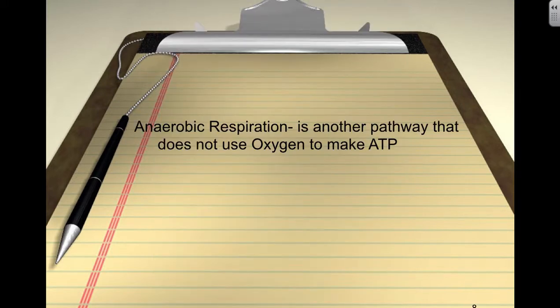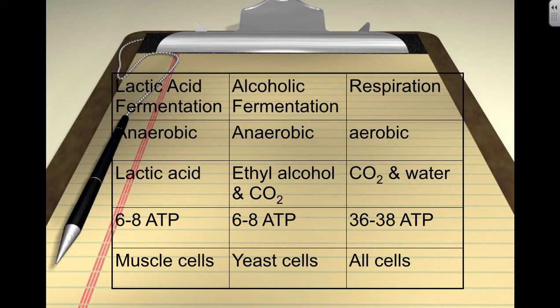There's also the anaerobic respiration. This is another pathway that does not use oxygen to make that ATP. If you look at this chart, the lactic acid formation and the alcoholic fermentation are both anaerobic, meaning they do not require oxygen. The lactic acid builds up in your muscles. It makes your muscles sore, so you've all experienced this at some point. It only makes 6 to 8 ATP. This is going to happen in muscle cells of all animals.